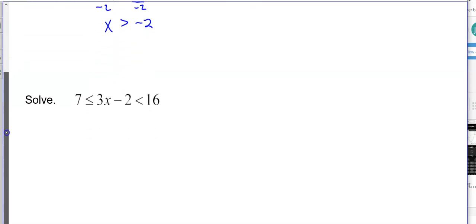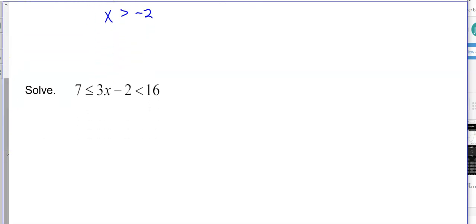Not sure if you've seen this type of inequality where you're solving for x. So the goal is still to get x all alone, but you want to get it all alone in the middle here. So it kind of works like an equation with three sides to it. So I'm going to add 2 to each part here, so to speak. And I get 9 is less than 3x is less than 18.